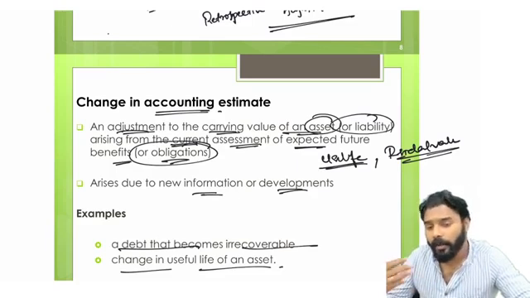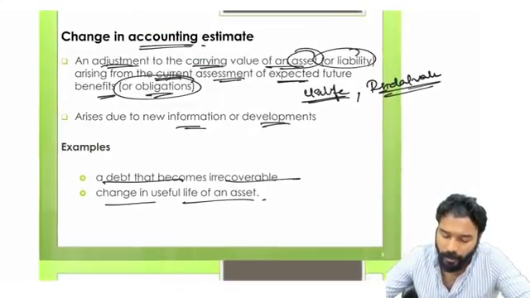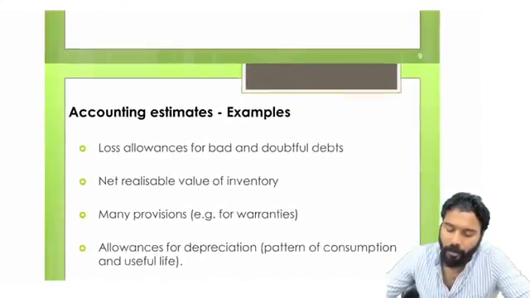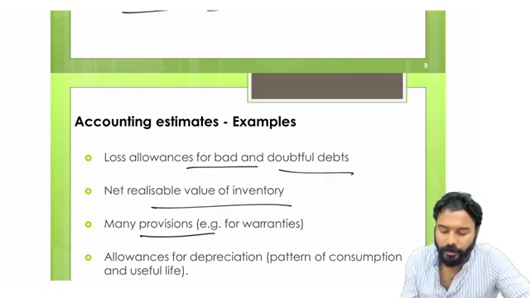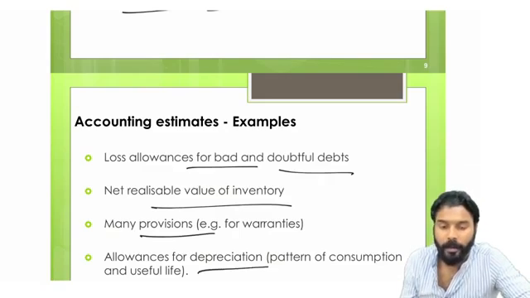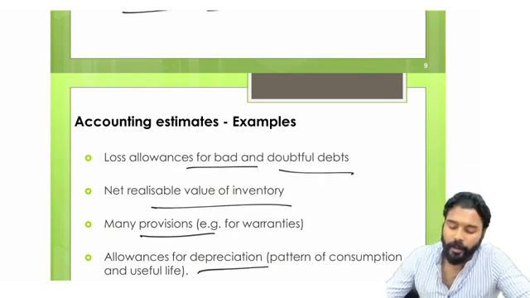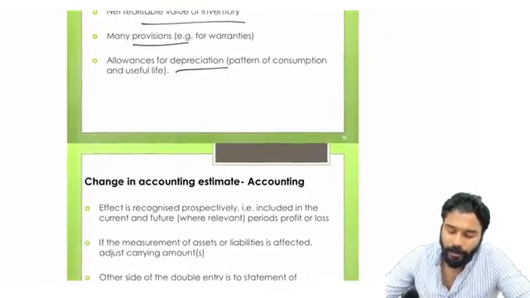So estimates can go wrong. As per this standard, some other examples are loss allowance for bad debt and doubtful debt, NRV of inventory, many provisions, and allowance for depreciation, right? These are all considered a part of accounting estimate.